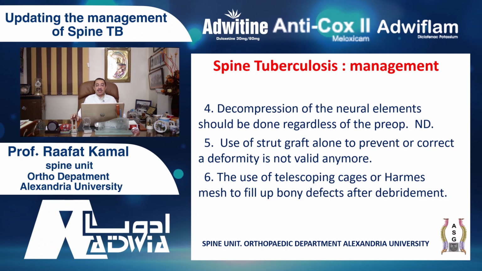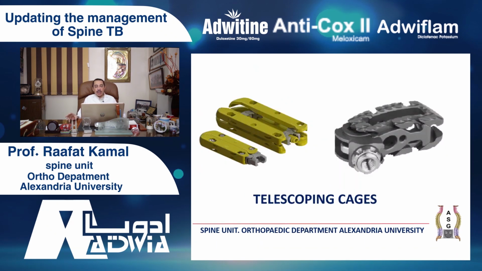Also, the use of a strut graft alone to prevent or correct a deformity is not valid anymore. It is not accepted anymore to put a strut graft, like a rib or a corticocancellous tricortical graft, in order to correct and prevent the deformity. We should not depend on the graft alone. So what we should do is use telescoping cages or harness mesh. The harness mesh is a very good choice. It is very safe and very effective, filled with corticocancellous bone graft. The price is reasonable. The telescoping cage is a very good option.